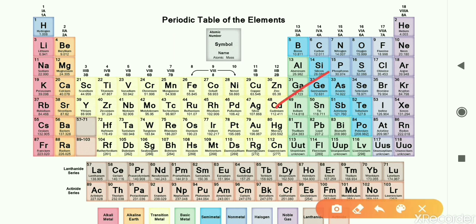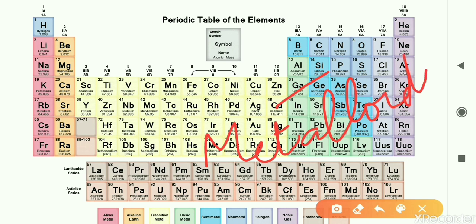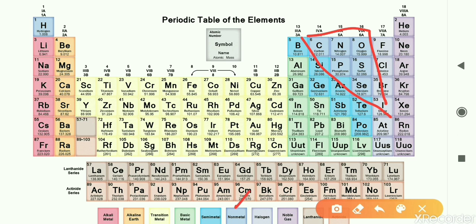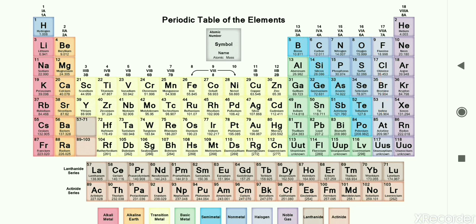Followed by this, we have the metalloids. The metalloids are over here, the blue ones. These are actually semi-metals. These show partial properties of metals as well as non-metals. Boron, silicon, germanium, and so on are a part of this. Followed by this part are the non-metals. Over here, you can see the color code. These are carbon, nitrogen, phosphorus, oxygen, sulfur, selenium as well.